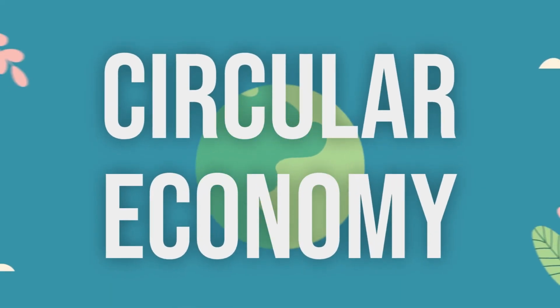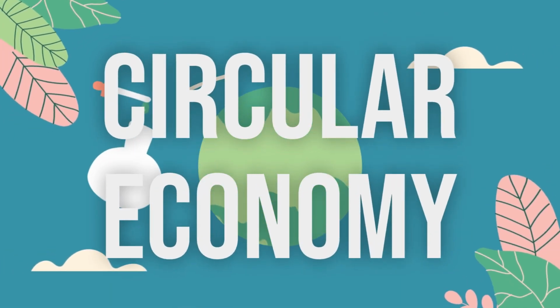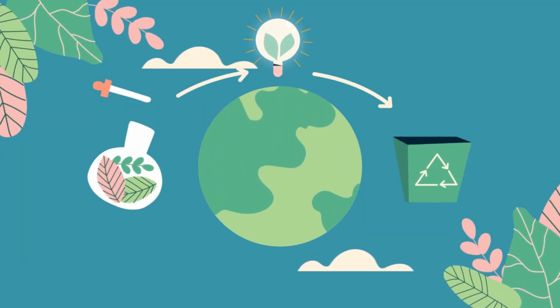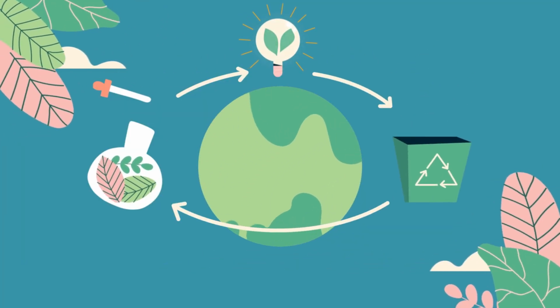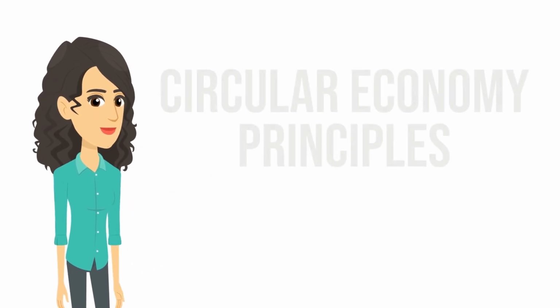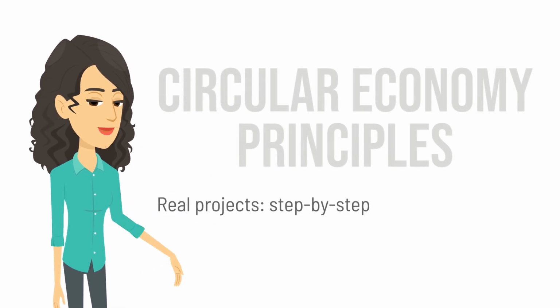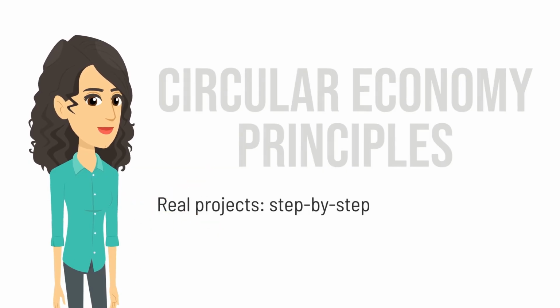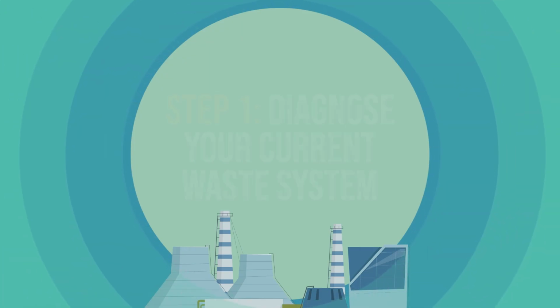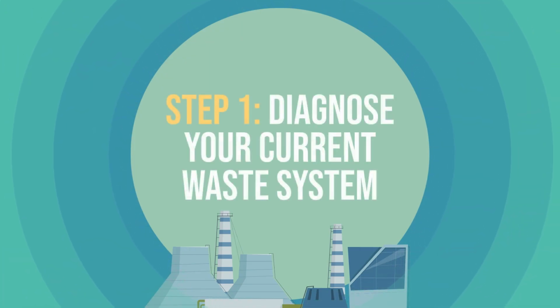Everyone talks about circular economy, the idea of keeping materials and products in use for as long as possible, avoiding waste, and reintroducing resources into the production cycle. But moving from concept to action can be challenging. In this video, we'll explore how organizations can turn circular economy principles into real projects, step by step, from strategy to operations. Step 1. Diagnose your current waste system.